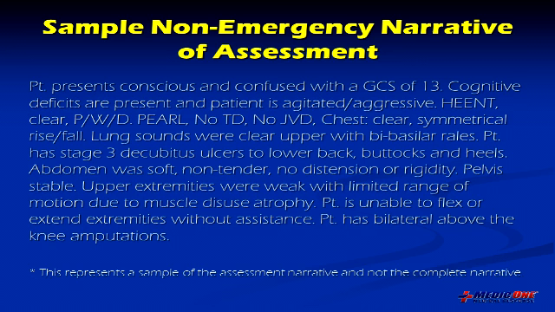Patient has stage 3 decubitus ulcers to the lower back, buttocks, and heels. And the abdomen was soft, non-tender, with no distension or rigidity. Pelvis was stable. Upper extremities were weak with limited range of motion due to muscle disuse atrophy. The patient is unable to flex or extend extremities without assistance, and the patient has bilateral above-the-knee amputations.